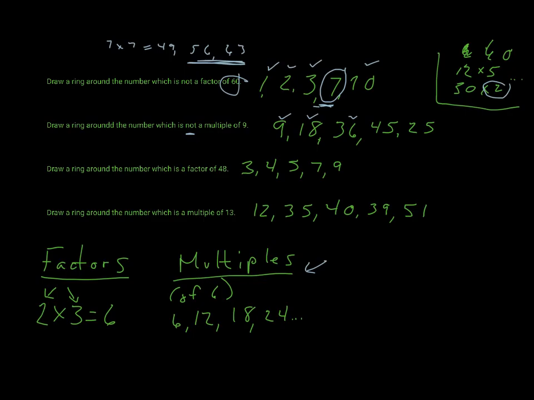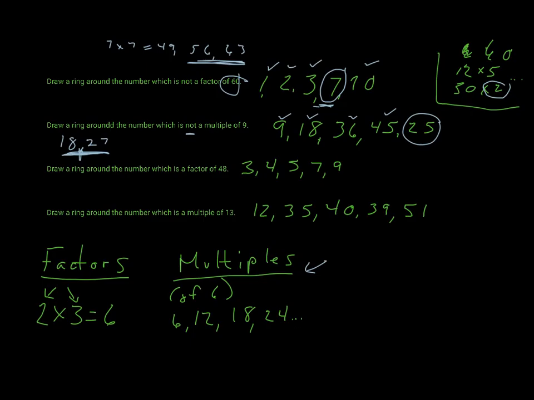45? Yes, 5 times 9 is 45, so we don't want that one. And what about 25? If we go 18 and 27, from our times tables we can see there's a gap there. 25 would go in the gap, but it's not on the times table, so we would circle it.